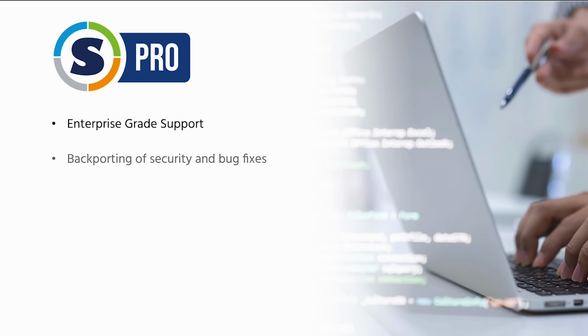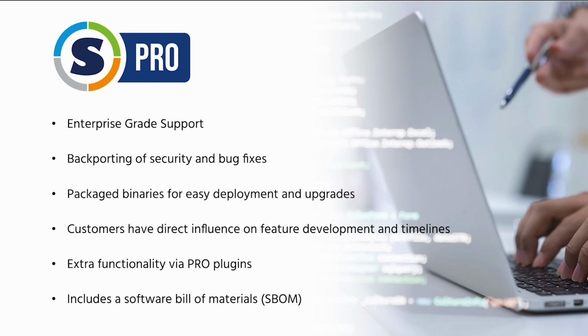Sylabs designed Singularity Pro for high-performance use cases and emerging fields such as artificial intelligence, deep learning, machine learning, and data analytics. Singularity Pro is differentiated from the open-source version by the inclusion of several plugins to augment capabilities, as well as a software bill of materials to address software supply chain security. Singularity Pro was created to address the needs in environments that desire structured support with timely updates, backported fixes, prepackaged binaries, direct influence on features that are critical to their needs, extra functionality, and peace of mind with a software bill of materials.